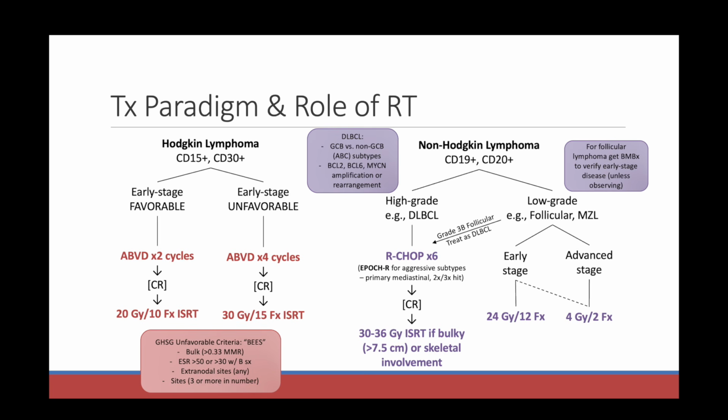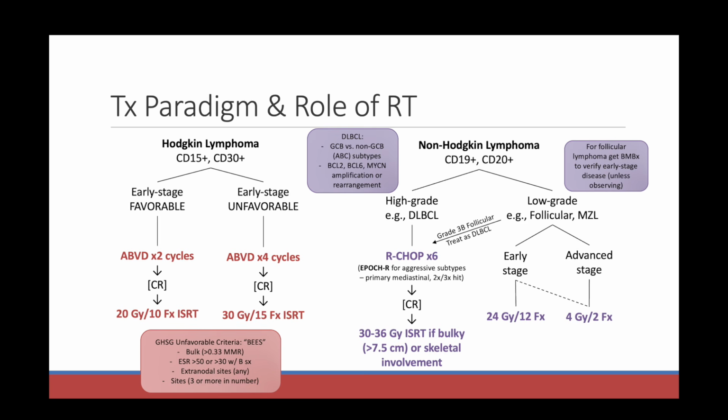The other thing that we look for is amplification or rearrangement of BCL2, BCL6, and MYC-N. The significance of that for DLBCL is that if they have amplification or rearrangement, they are known as double expressor or double hit or even triple hit you can have. And these are more aggressive features, and we often consider escalating our chemotherapy for those patients. So as far as management, DLBCL is managed with R-CHOP for 6 cycles.